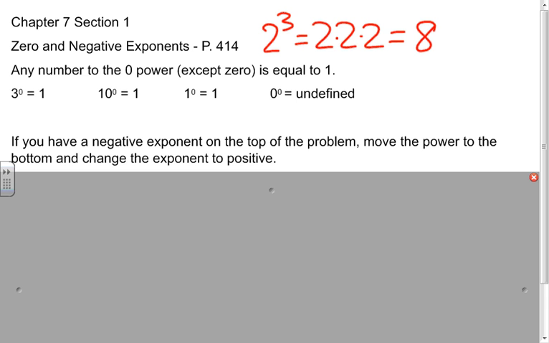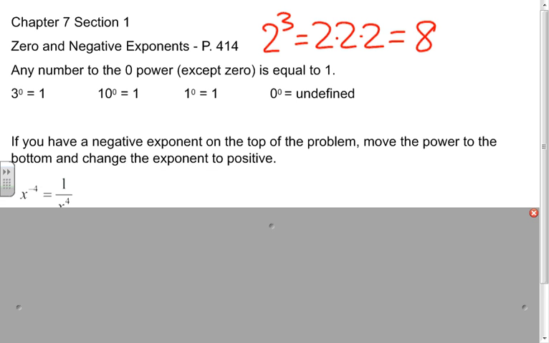The other rule for this lesson deals with negative exponents, exponents that are negative numbers. If you have a negative exponent on the top of the problem, you move the whole thing to the bottom and change the exponent to become positive now. It's a lot easier to see that with an example.